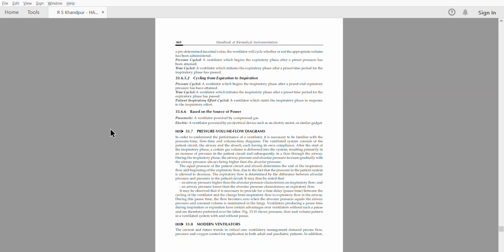Different ventilators are also used based on source of power: pneumatic and electric. So these are some important types of ventilators that have been discussed in your book. So when you are asked about the classification of ventilators, kindly write them based on the different methods used in the given scenarios.